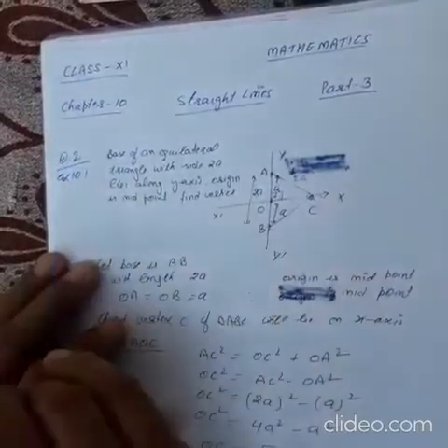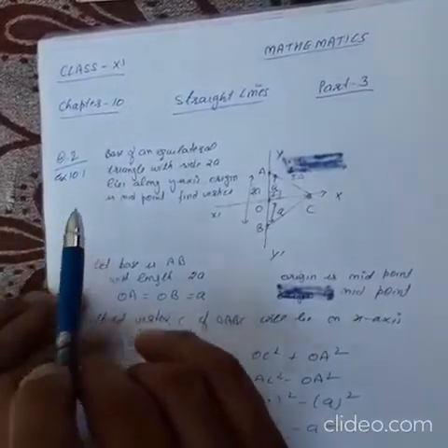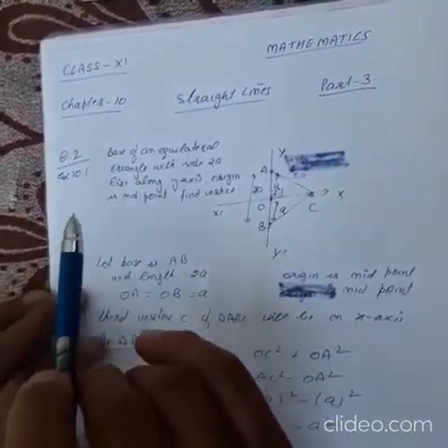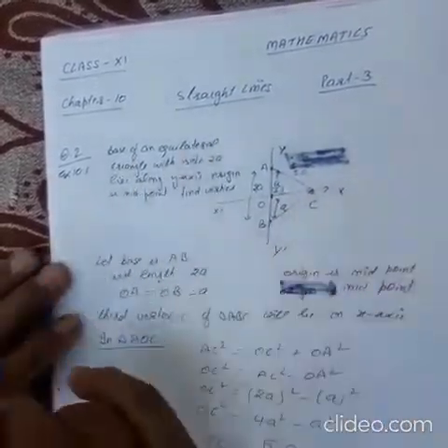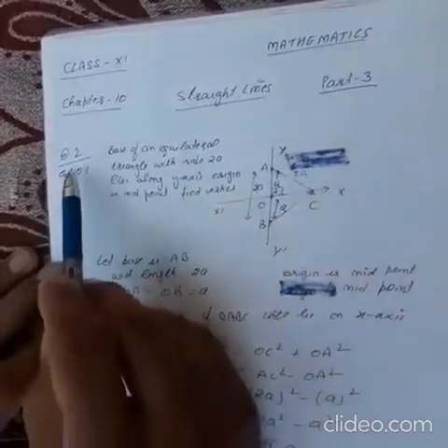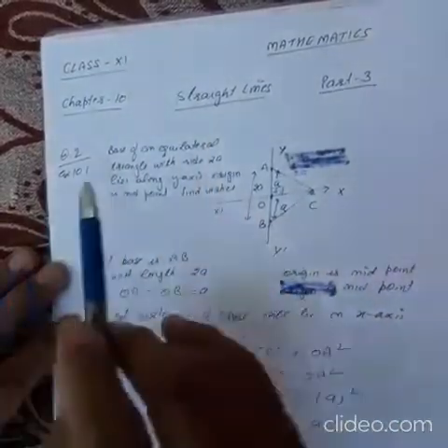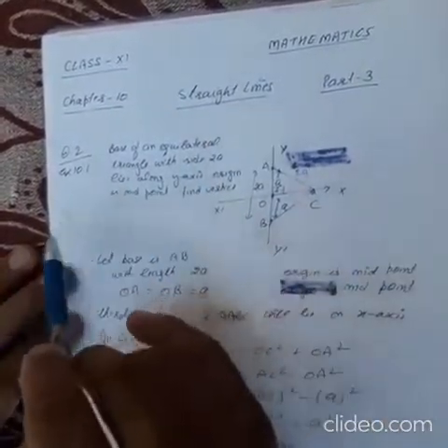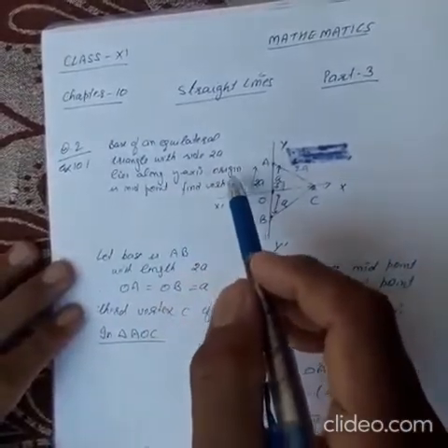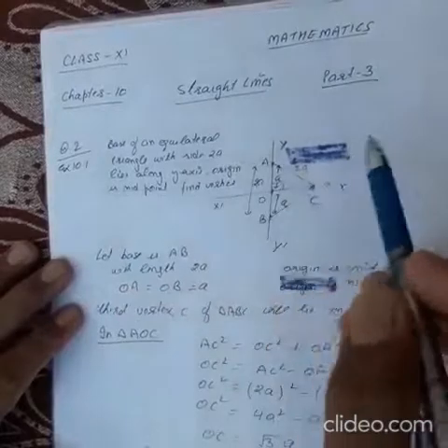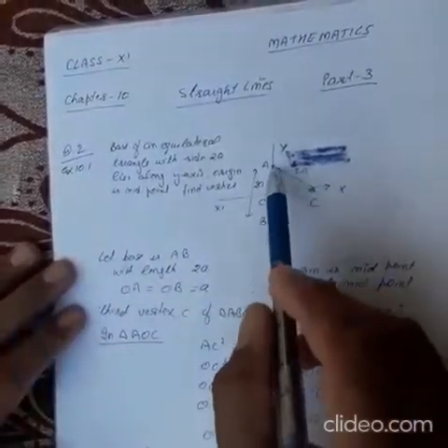In the previous part we have discussed angle of inclination, slope, and the conditions for parallel and perpendicular lines. So we have questions based on these concepts. This is the second question of exercise 10.1. The base of an equilateral triangle with side 2a lies along the y-axis and the origin is the midpoint. Find the vertices. So this is the condition of the base.